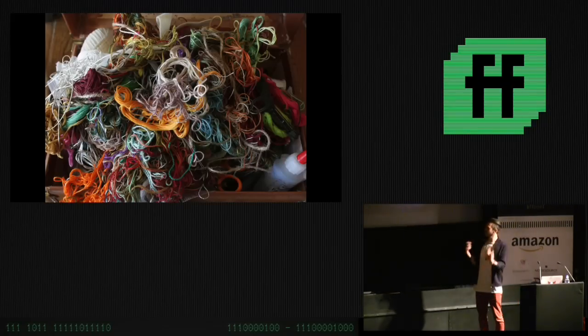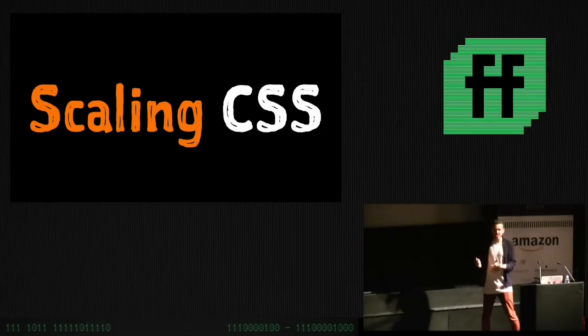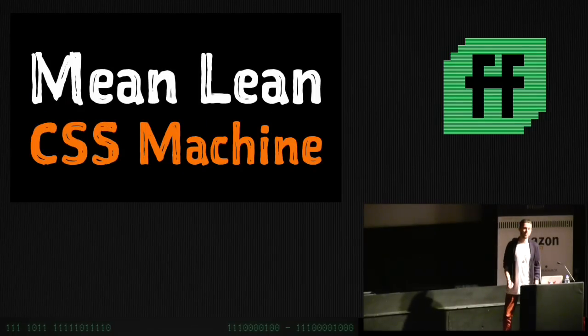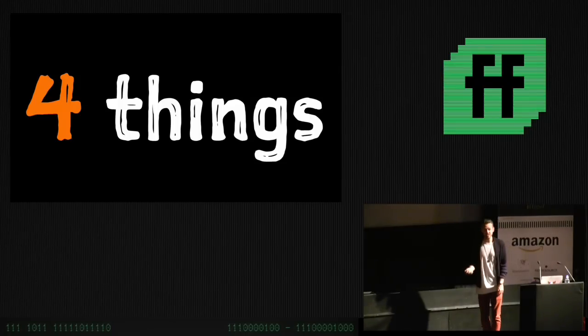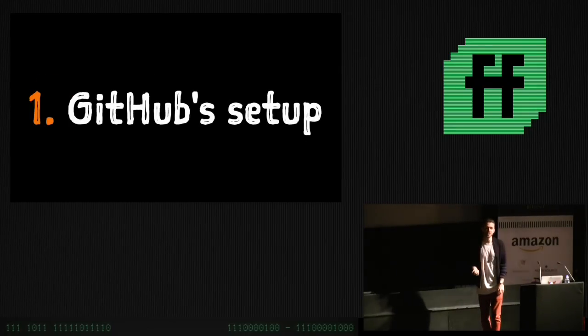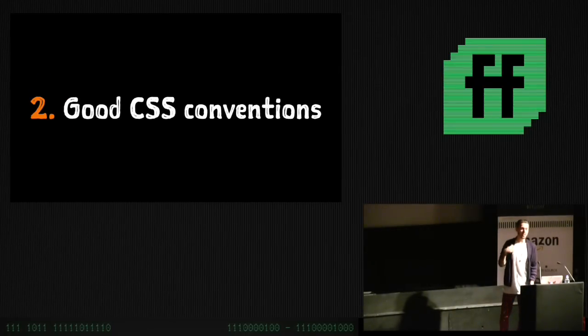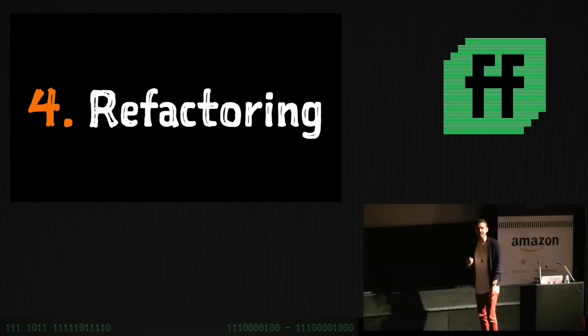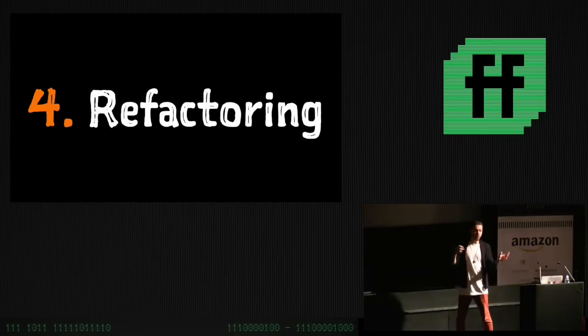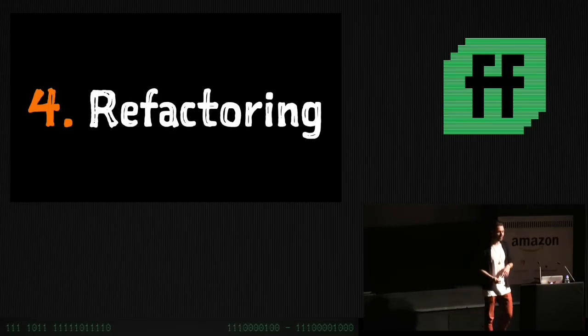So we're going to talk today about how we do not end up here, how we scale CSS in the mean lean CSS machine. We're going to talk about four things, mainly: GitHub setup, the general setup of the style sheets, good CSS conventions, testing and linting, and then doing some refactoring. We're going to mix tech and design here, so more design towards the end.